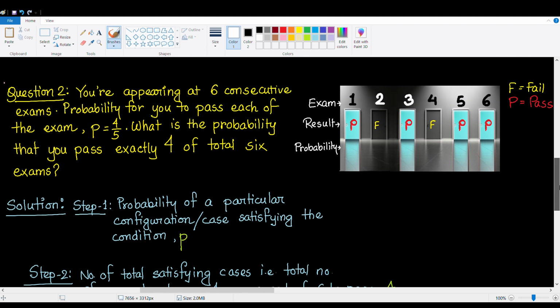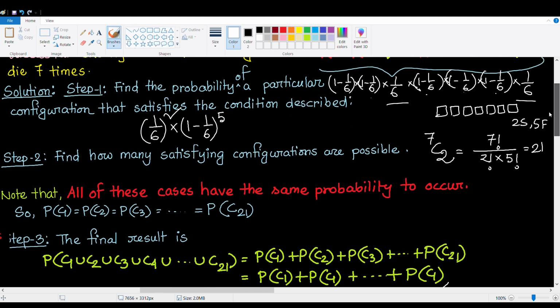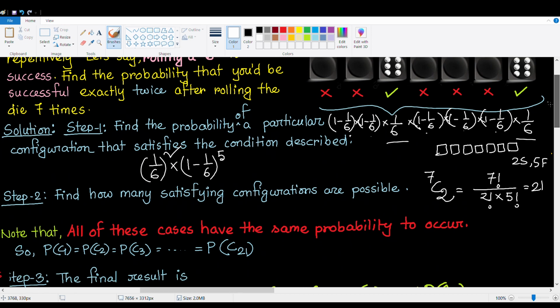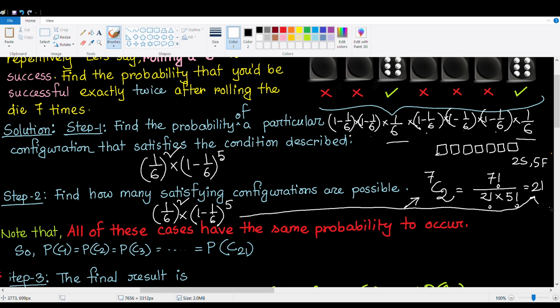Now, the part that I want you to note very carefully: all of these 21 cases have the same probability to occur, right? Because you know that 2 successes will contribute 1 by 6 squared in the probability, and the number of failures is 5, so 1 minus 1 by 6 to the power 5 will be coming from failed turns. So 1 by 6 squared times 1 minus 1 by 6 to the power 5 is the probability for each of these 21 cases.